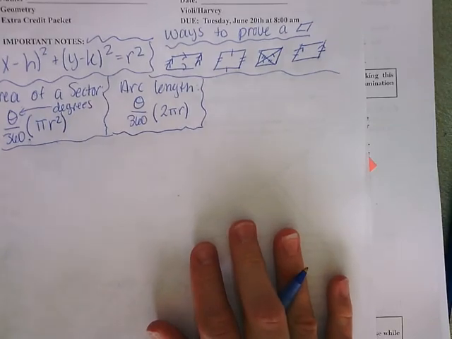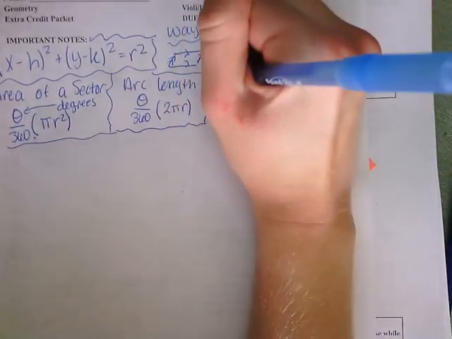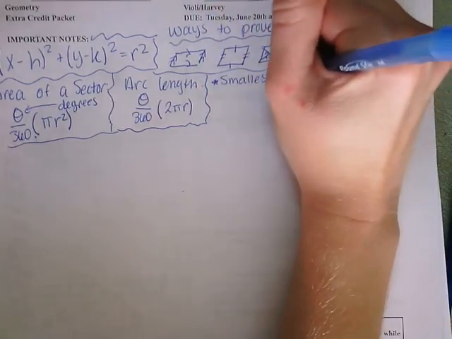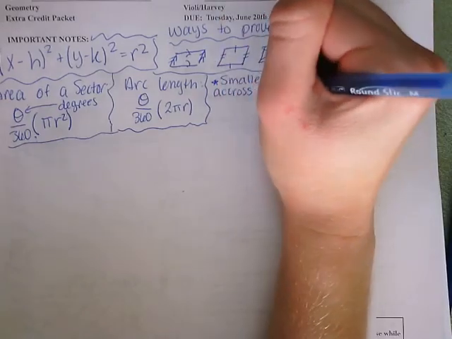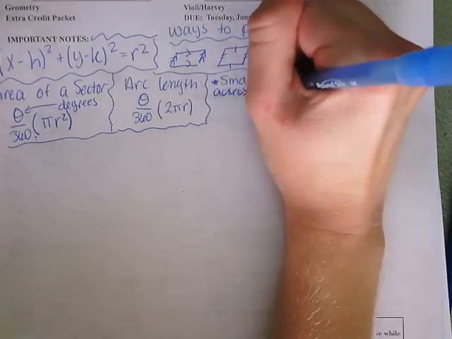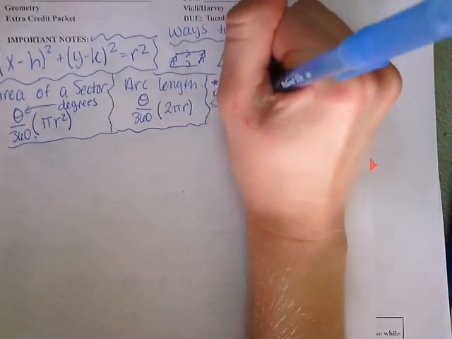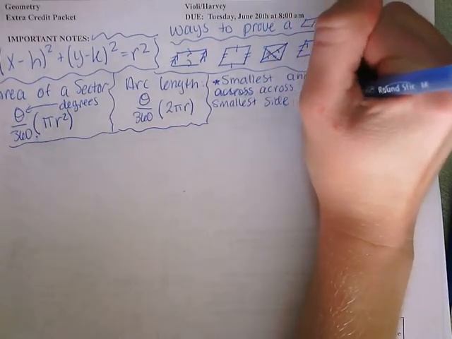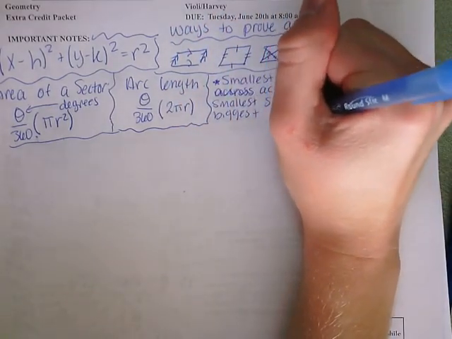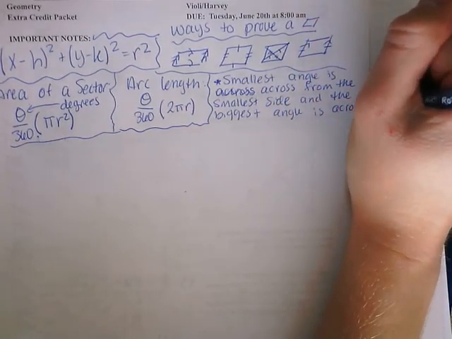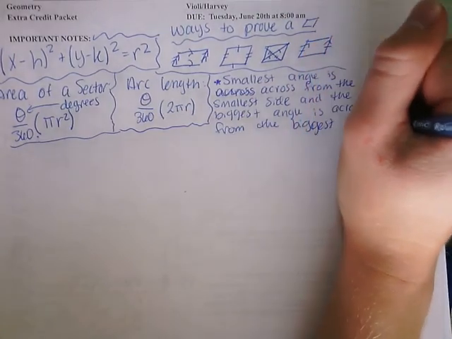Something I also want you to write down, and we talked about it a while ago, is that if we have a triangle, the smallest angle is across from the smallest side, and the biggest angle is across from the biggest side.